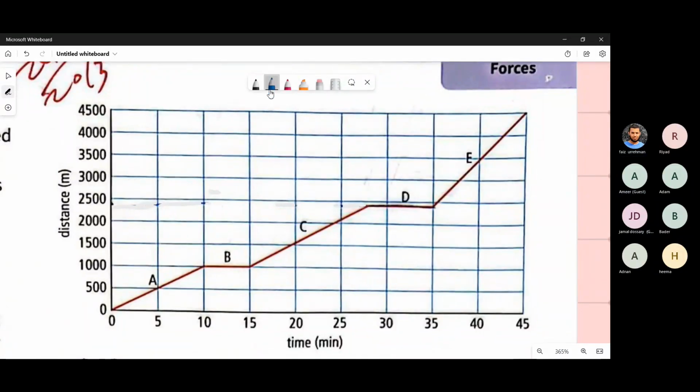Now, there was the beginning time here, 0. And in this phase, in the A phase, or in the A duration, what happened? How much time passed from here to here? 10 minutes. And how much distance was covered? 1000 meters.